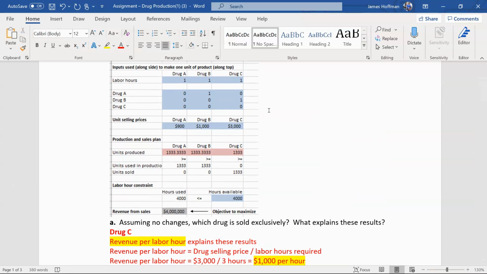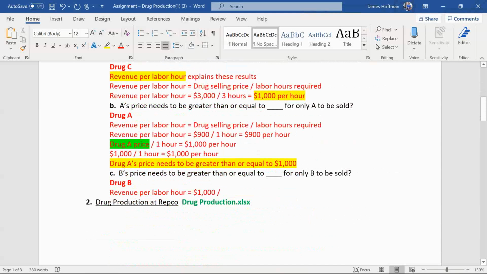2? 2, yeah, exactly. So you got the one drug A, which takes an hour to make, and then one more hour to make drug B. So 1 plus 1 is 2. Right. All right. So 1,000 divided by 2 is $500 per hour, right? Which is less than what we're trying to get.